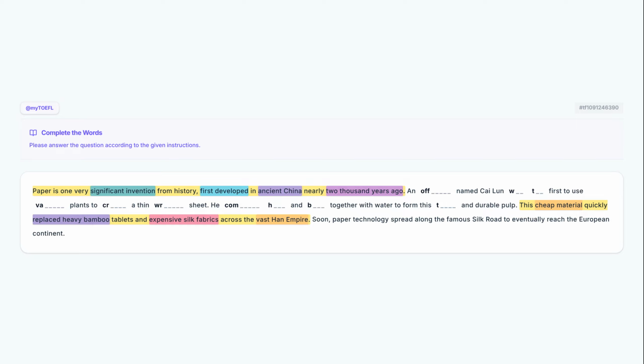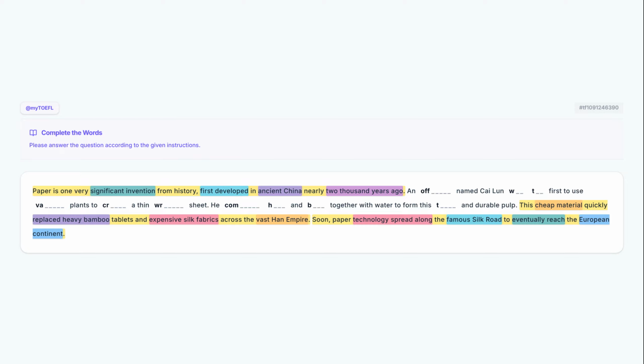Next, we see how the invention moved beyond its place of origin. This sentence describes the geographical spread of paper technology. Understanding this movement is crucial for following the logical progression of the passage. Soon, paper technology spread along the famous Silk Road to eventually reach the European continent. We learn that the technology spread along a specific path, the famous Silk Road. This detail explains how the invention was able to eventually reach a new region, the European continent, marking the transition from a local Chinese invention to a global phenomenon.